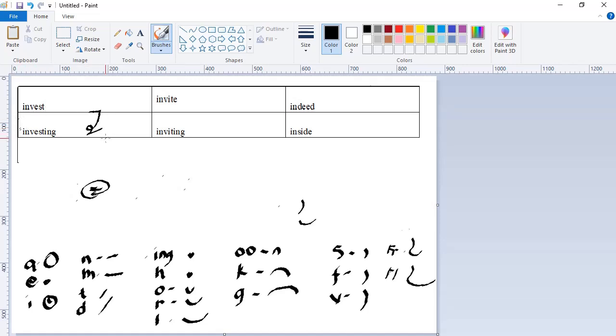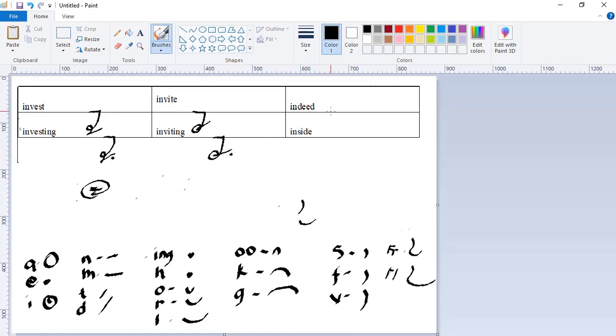And then, you have "investing." So, we have "investing." Next, we have "invite." So, we have "invite." Then, next, we have "inviting." So, we have "invite," and then yung "ing."